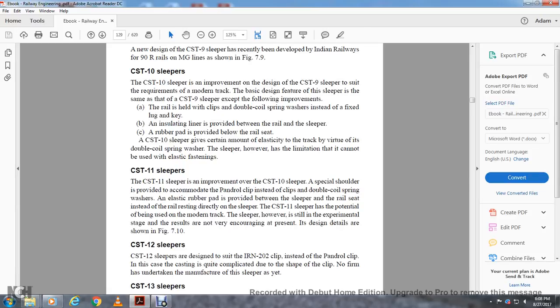CTS-11 sleeper. CTS-11 sleepers are an improvement over the CTS standard sleeper. A special shoulder is provided to accommodate the Pandrol clip. Instead of a clip, a double coil spring with an elastic rubber pad is provided between the sleeper and the rail seat, instead of the rail resting directly on the sleeper. The CTS-11 sleeper is potentially being used with the monotrack. However, it is still at the experimental stage and results are not very encouraging at present. The design details are shown in Figure 7.10.